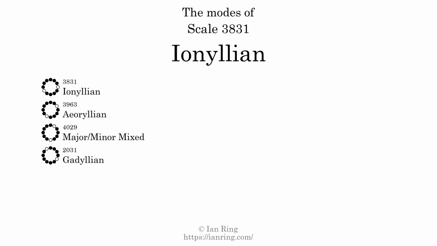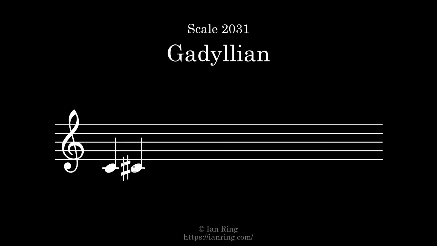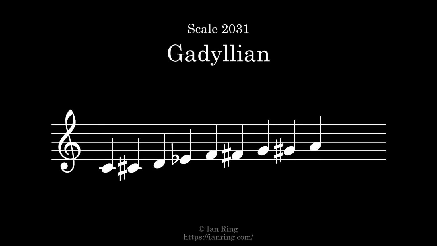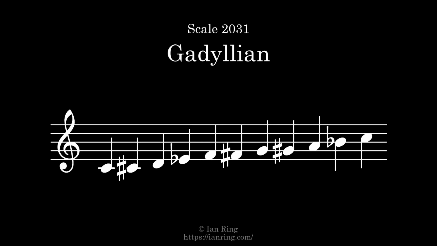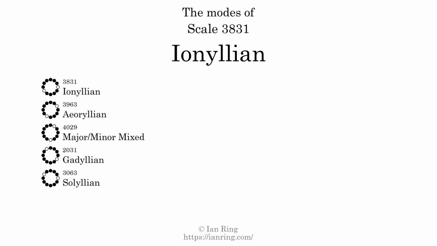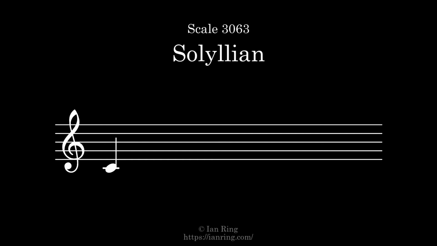The fourth mode is scale 2031, also known as Ionyllian. It sounds like this. The fifth mode is scale 3063, also known as Ionyllian. It sounds like this.